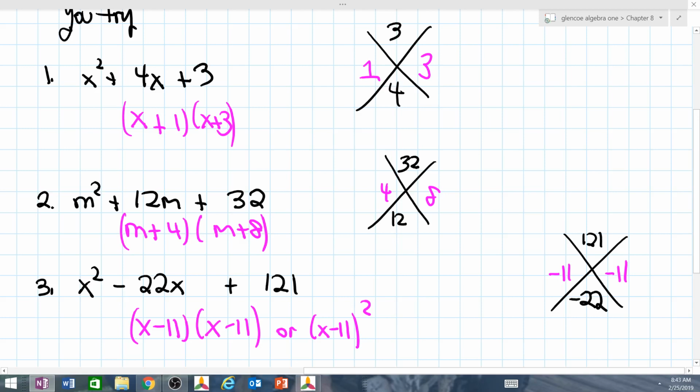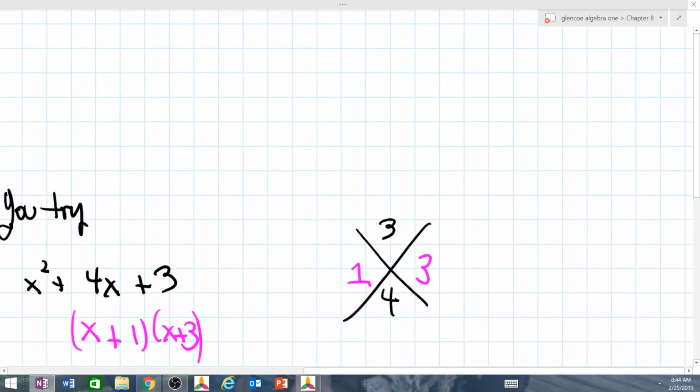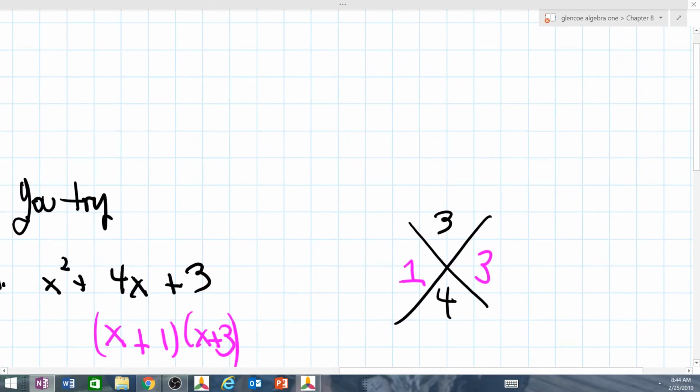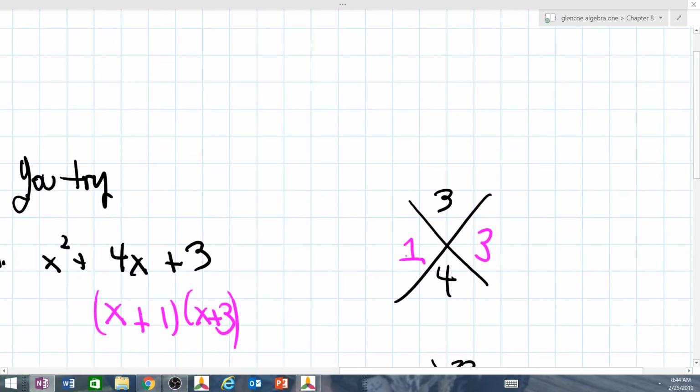Then you ask yourself this question. What multiplies to 3 and at the same time adds to 4? So if you have to, switch your brain on for a minute, what are the only factors of 3? 1 times 3. Does 1 times 3 equal 3, class? Yes. Does 1 plus 3 equal 4? Yes. So the factors would look like this: x plus 1 times x plus 3. 1 times 3 is 3. 1 plus 3 is 4.